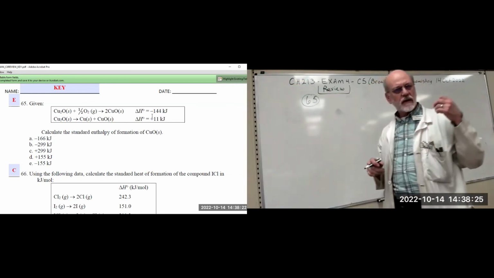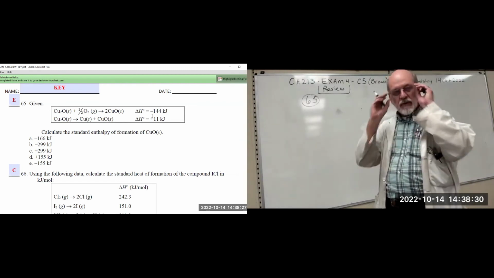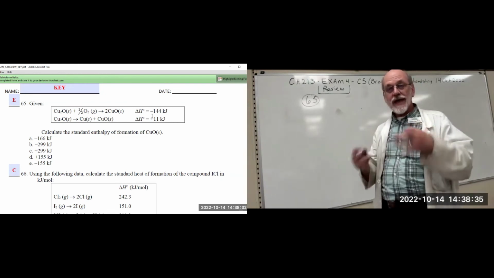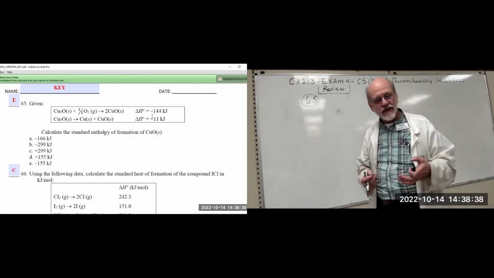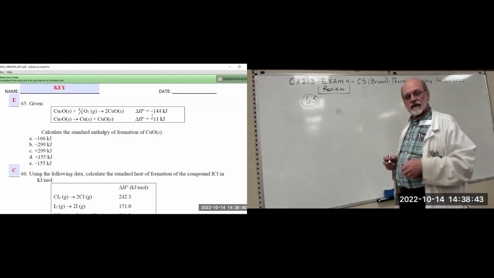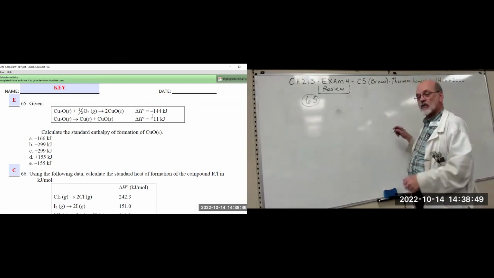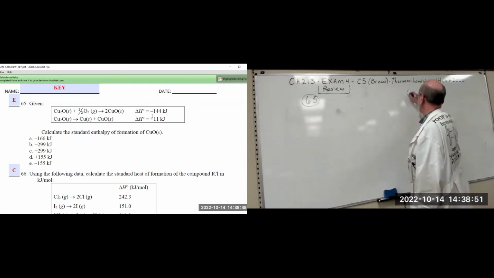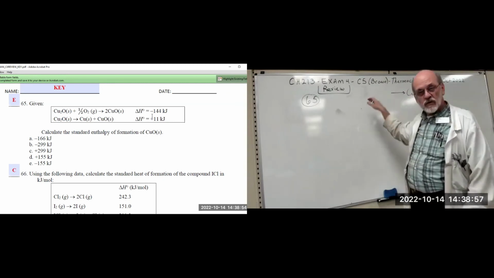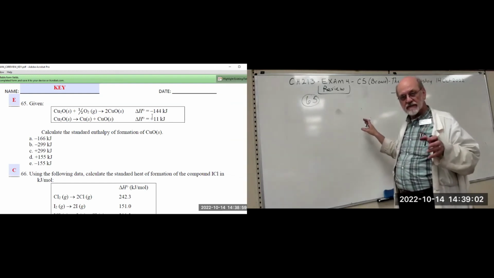First of all, it gives you a couple of reactions up there, but you don't know what to do with them because there's no target equation. You've got to create the target equation. Calculate the standard enthalpy of formation for copper 2 oxide solid. So how do you write the standard enthalpy of formation equation? You start with the product. And then you go to the reactants. And the reactants have to be the elements in their most stable state.